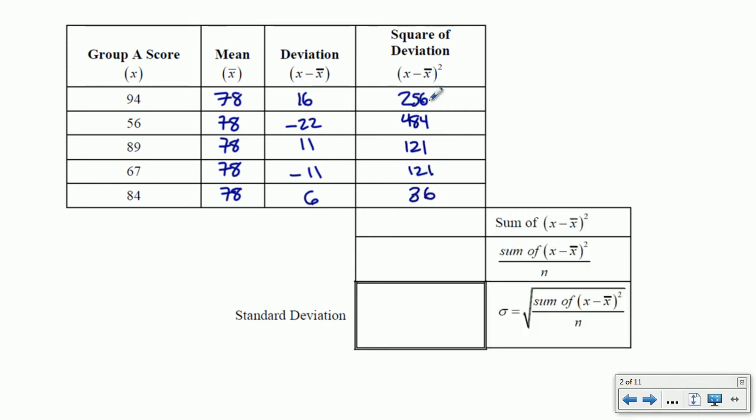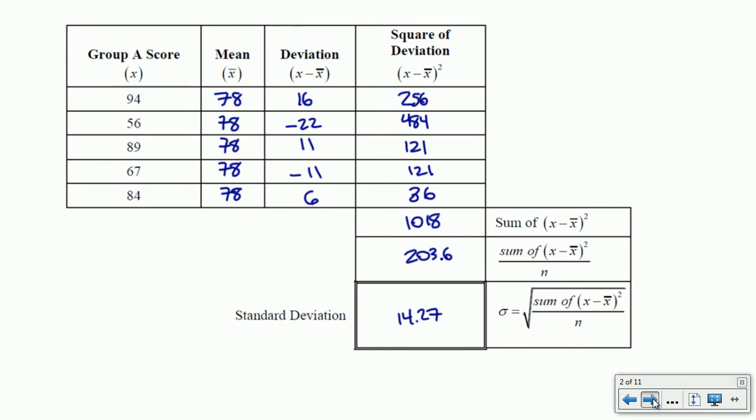Next we need to add up all the numbers in this column, which is 1018. And this sum of 1018 divided by n, which is the number of numbers. So we take this number, divide it by 5, we get 203.6. And then we square root this number, and that gives us the standard deviation, which is 14.27.